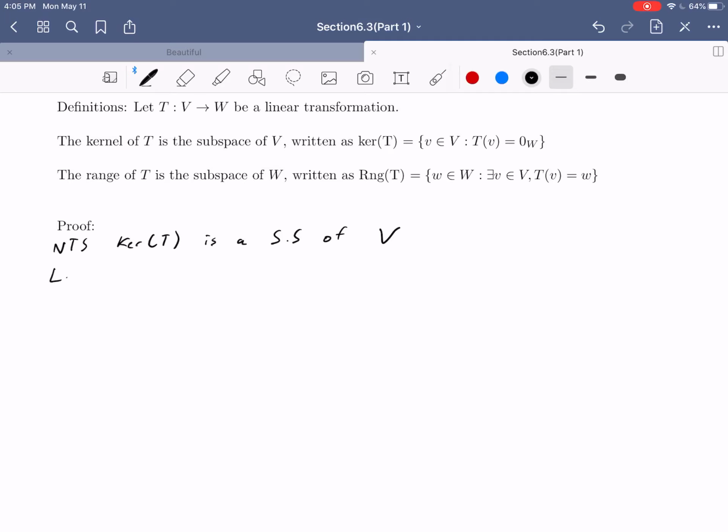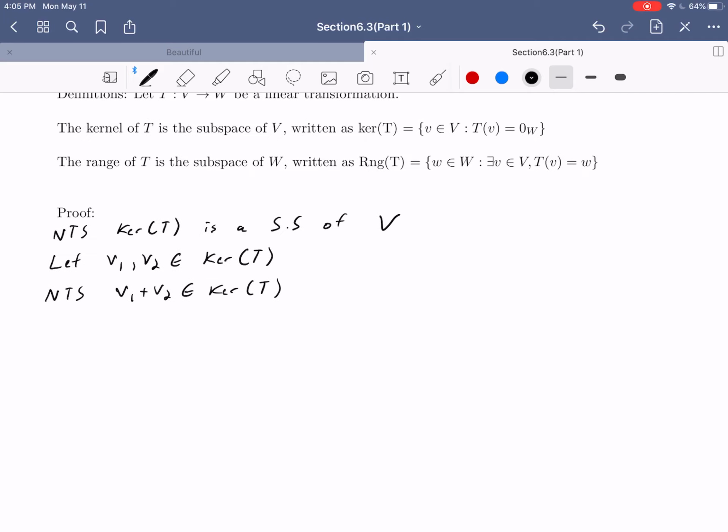So let v1 and v2 be elements of the kernel of T. What we first need to show is that v1 plus v2 is an element of the kernel of T. So how do we show that v1 plus v2 is an element of the kernel of T? Well, we need to show that v1 plus v2, when you apply T to it, is mapped to 0. So let's go ahead and check.